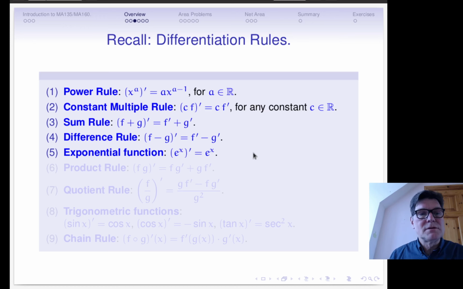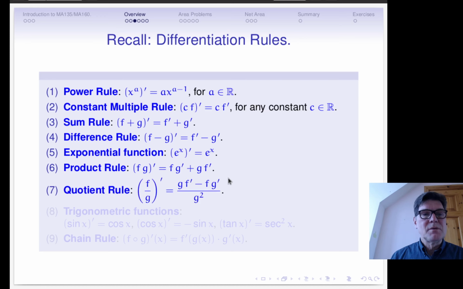remarkable result in its own right. The product rule describes the derivative of a product of f and g, not as the product of the derivatives, but as some sum of mixed terms here, f times g prime plus g times f prime. Similarly, the quotient rule describes the derivative of a quotient.